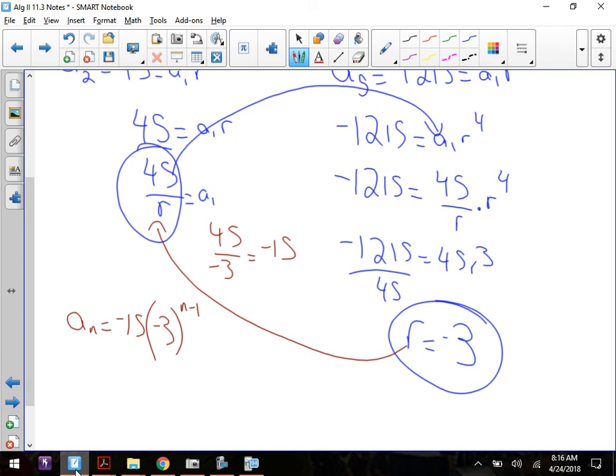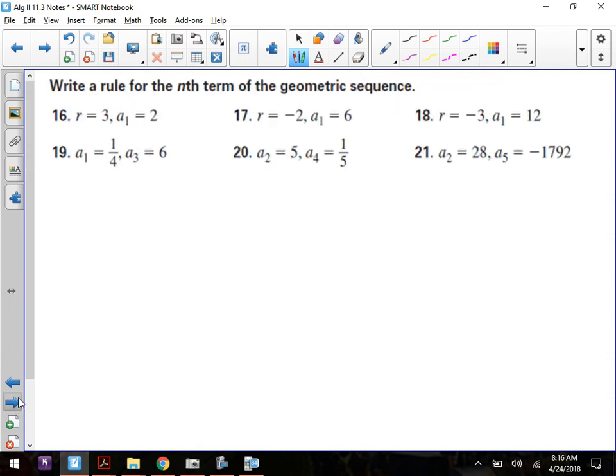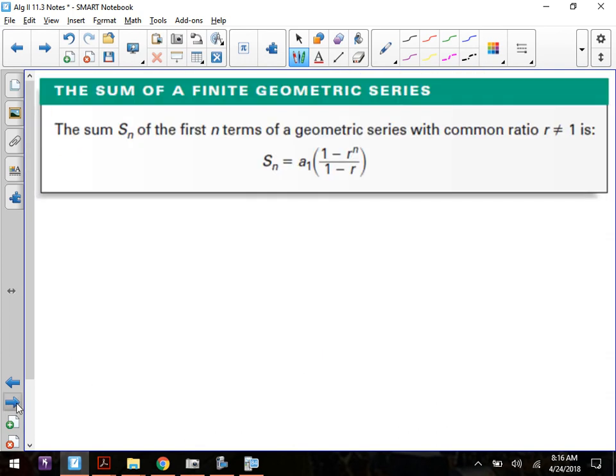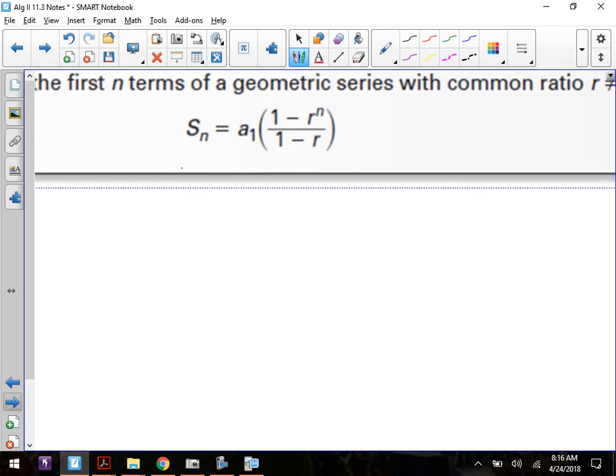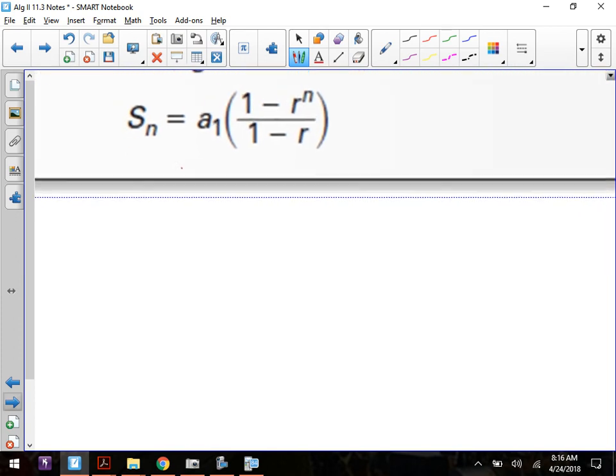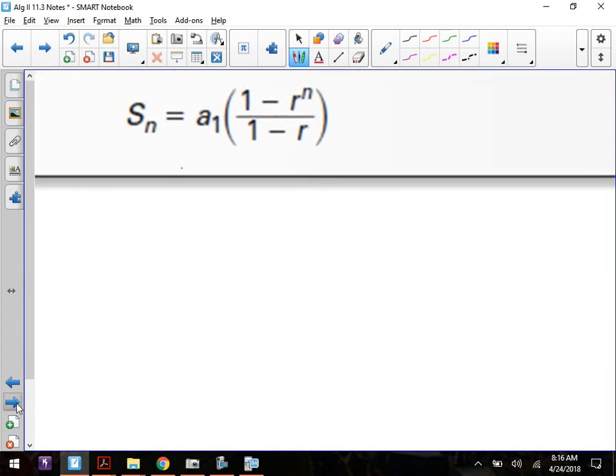All right. Let's see. I think we got time to get the other one done real quick. Series. Geometric series. Find the sum of a series.